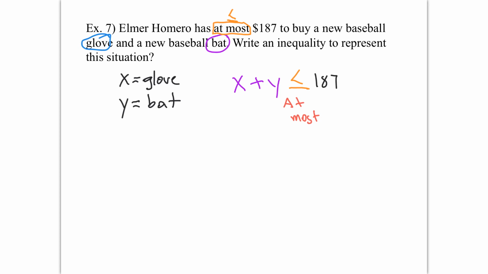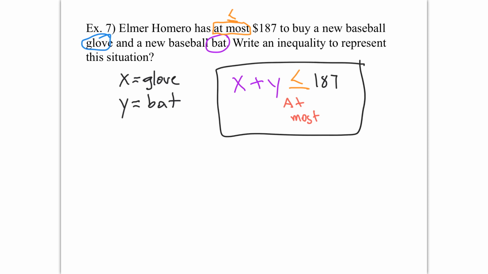So when you see the inequality and you make sense of the inequality, you are saying the sum of the prices, the glove plus the bat, has to be at most 187. It has to be less than $187 or equal to $187. If that's true, then Elmer Homero can pay for his items, the bat and the glove. If it's false, let's say that the sum is 200, no, he's too short. He's not going to be able to pay because he only has 187. So the answer that we're looking for is this inequality right here.